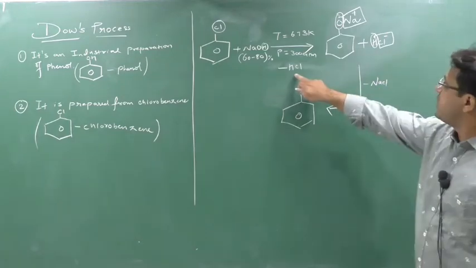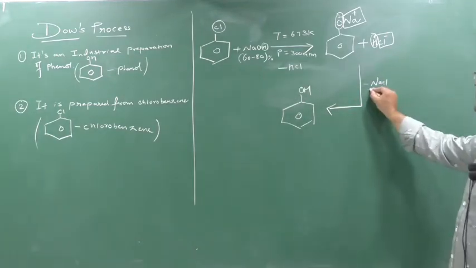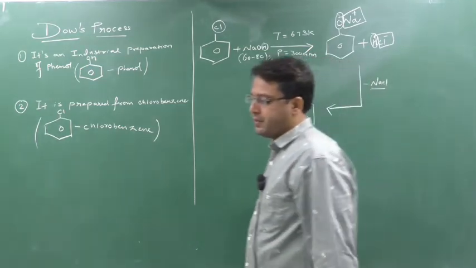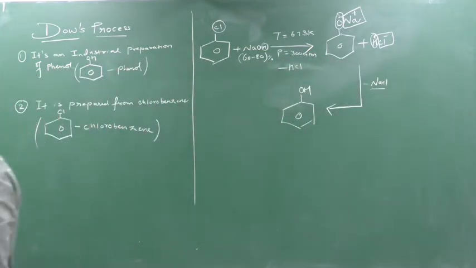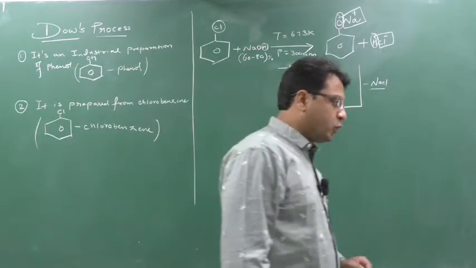This HCl which I have prepared here will be used from here. Okay, so what is the byproduct here? NaCl is the byproduct. In this way we are preparing the phenol. For the preparation of phenol, we cannot prepare phenol directly from the chlorobenzene.